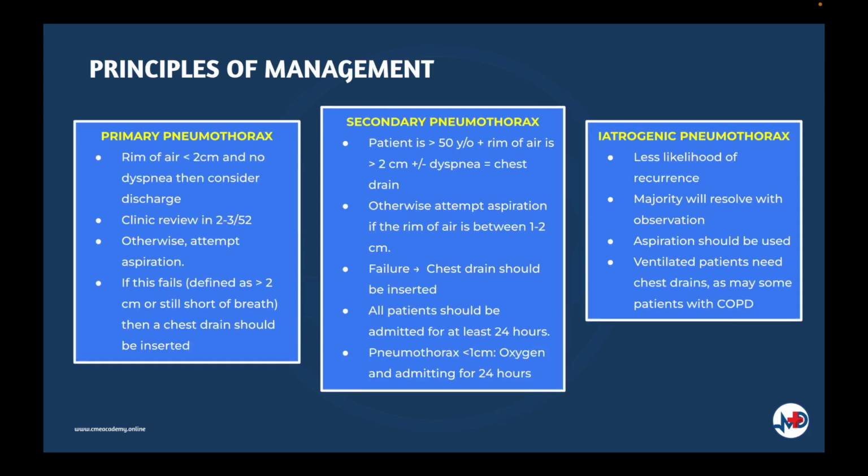For the case of iatrogenic pneumothorax, it has less likelihood of recurrence than spontaneous pneumothorax. So the majority of the cases will resolve with observation, and if treatment is required, then aspiration should be applied. But this rule does not apply to ventilated patients as they will require a chest tube insertion instead.